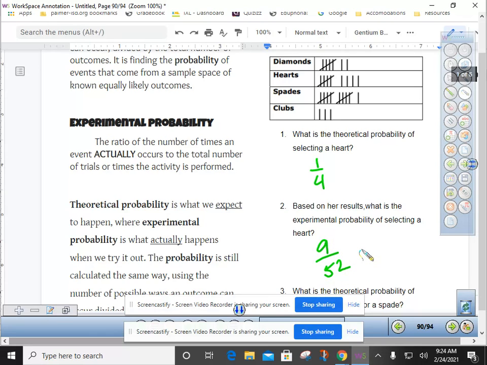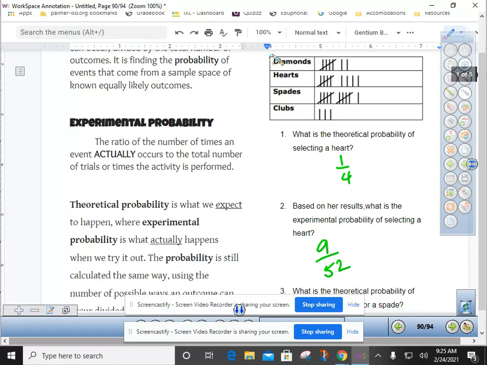How did you get 1 out of 4? Because there are 4 suits. Actually, let me make it a little different, okay? Don't erase yours. There are 4 suits and there are 13 of each out of 52 cards, which simplifies to 1 out of 4. But I just simplified it right here because there are 4 suits and only one of them is a heart. So it's 13. That's probably confused you.